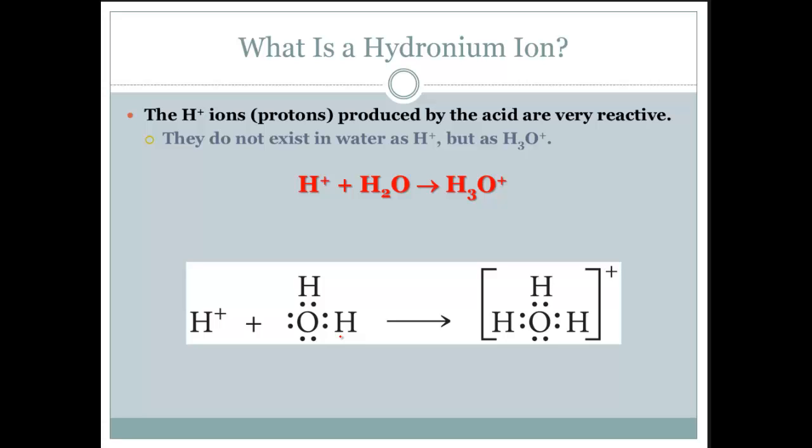The H+ ions, or protons, produced in an acid are very reactive. If we think about what hydrogen is, the typical isotope of hydrogen has a mass number of 1 and an atomic number of 1, meaning that there are no neutrons there. All it is is 1 proton and 1 electron. Some of the isotopes do have neutrons, such as hydrogen-2 or hydrogen-3. However, the most typical one does not.